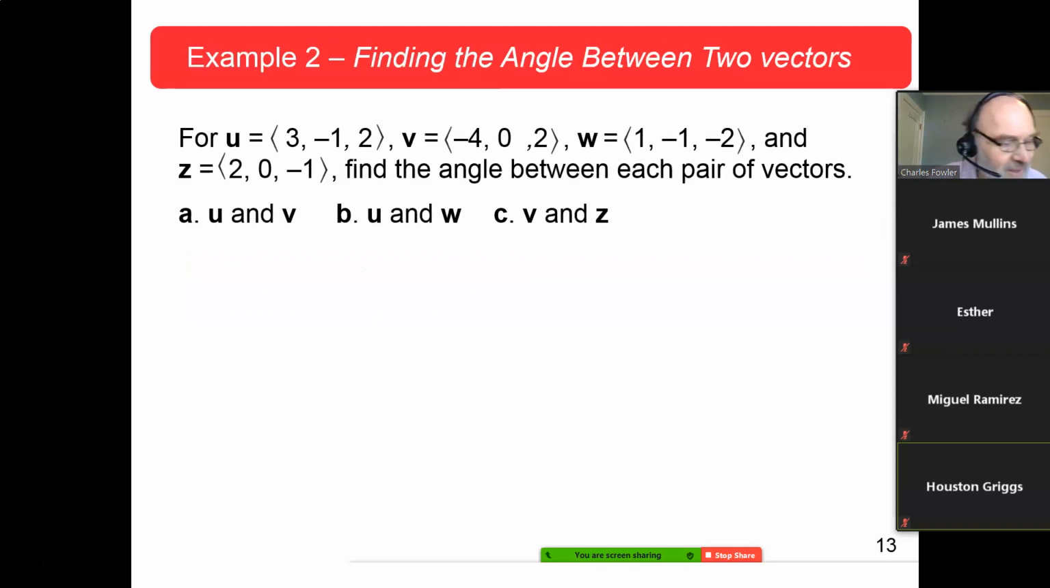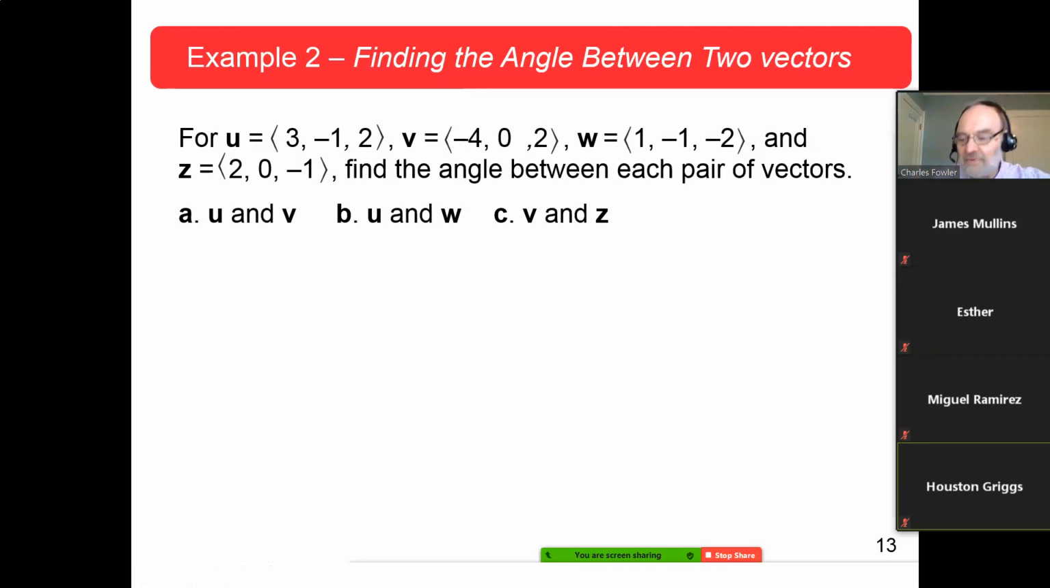So let's move on to example 2, middle of page 772. Example 2, and this is also found at larsoncalculus.com for an interactive version of this type of example. So here we have 4 vectors in 3-space, R3: 3, minus 1, 2; minus 4, 0, 2; 1, negative 1, negative 2; and 2, 0, minus 1. And what they say is find the angle between each of these pairs of vectors. First, between u and v.